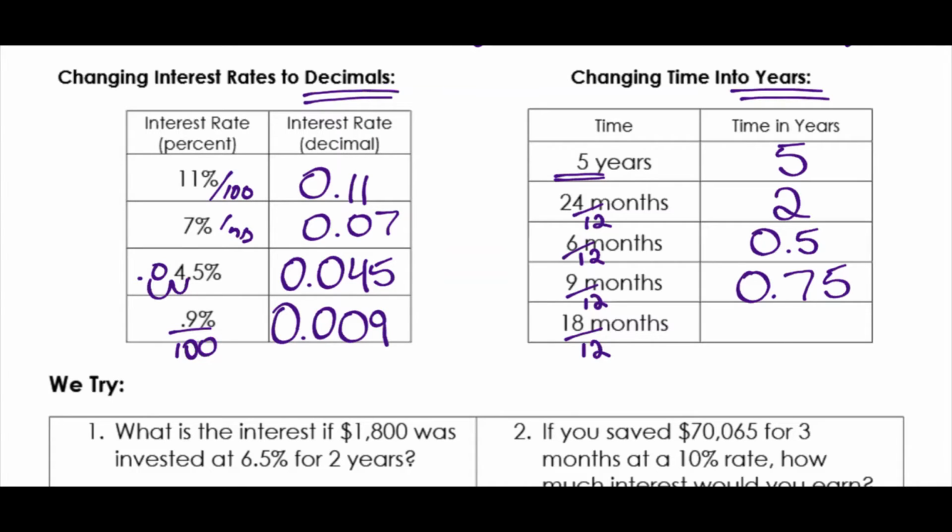18 months is a year and then a little bit extra. It's actually a year and a half. It's a year and 6 months. So that's 1.5 years. You have to use years and you have to use decimals. You're not allowed to use percentages and you're not allowed to use months. It has to be in terms of years.